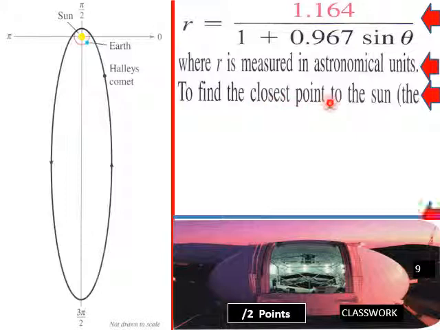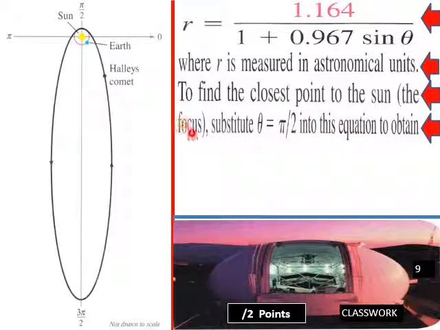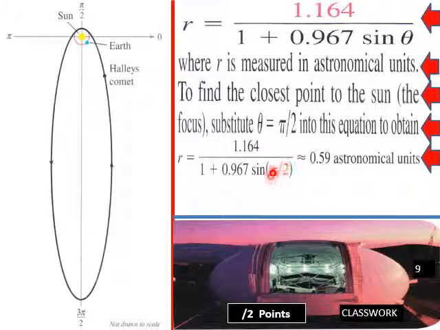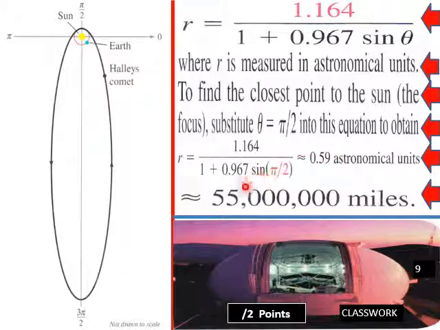To find the closest point to the sun, meaning the focus, substitute theta equals pi over 2 into this equation to obtain r equals 1.164 over 1 plus 0.967 sine pi over 2, which will come out to 0.59 astronomical units. So when you substitute this value in here, you come up with this number for astronomical units, which is 55 million miles. So the closest point to the sun is 55 million miles for Halley's Comet.